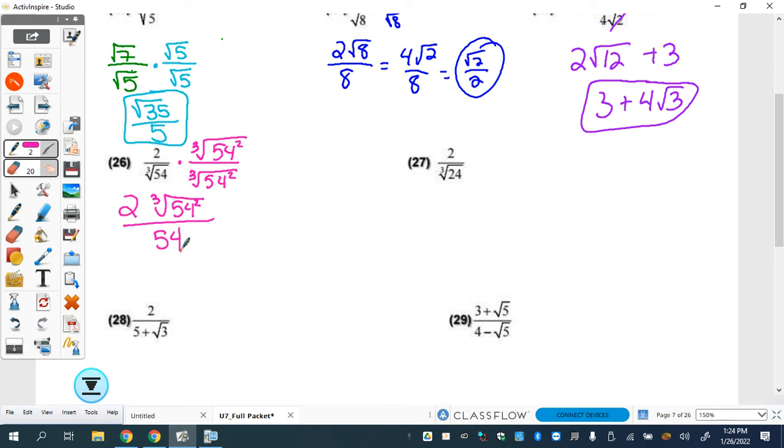So when I do that, I end up with 2 times the cube root of 54 squared all over 54, because again, 1 cube root times 2 of them over there. Let's actually figure out what's 54 squared. It's a big number. 2,916 over 54. What is our perfect cube that comes out of that number?